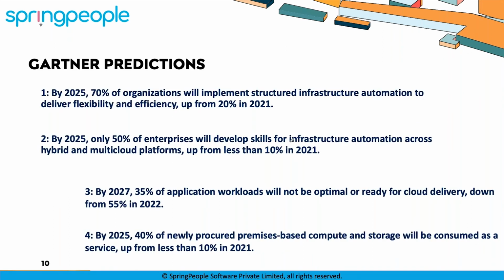Gartner had 4 major predictions that's in front of you. Like by 2025, 70% of the organizations will have such a tool for infrastructure automation, because that's how the complexity is becoming. And by 2025, 50% of the enterprises will develop the skills for this infrastructure automation to manage their hybrid and multi-cloud platforms.